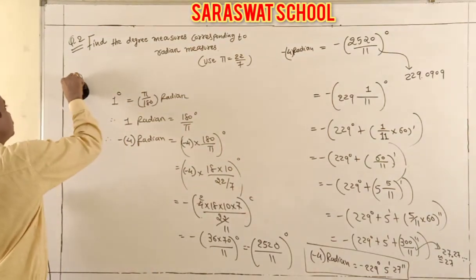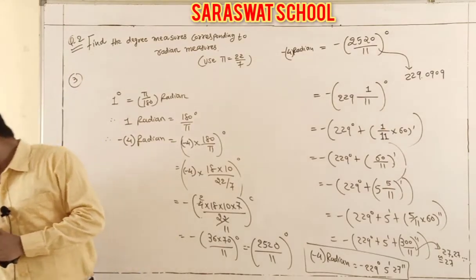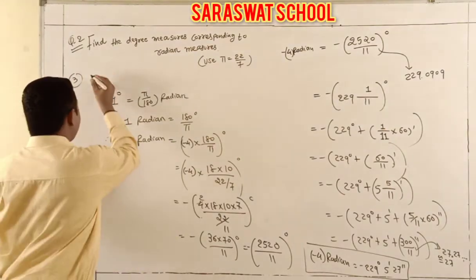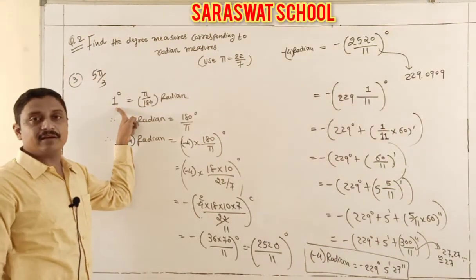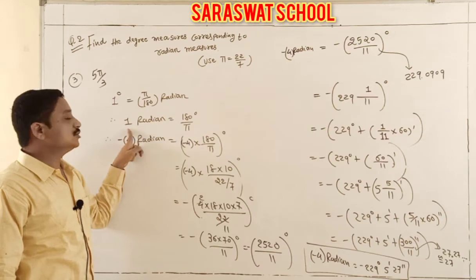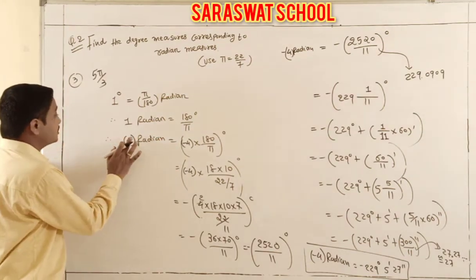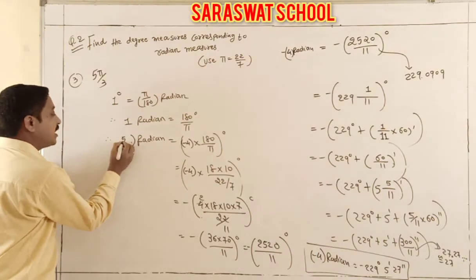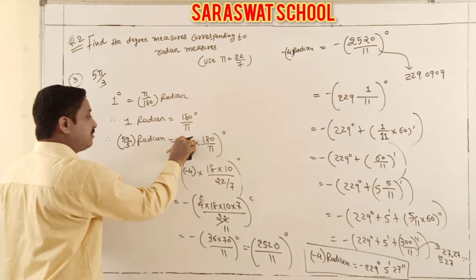Our third question. Third has the same property. The question is 5 pi by 3. So the same is written: 1 degree is pi by 180 radian, so 1 radian is equal to 180 by pi degree. Here change. That's your 5 pi by 3 radian. Here change 5 pi by 3.